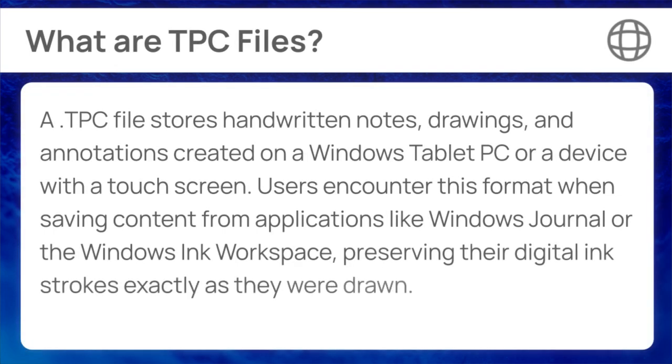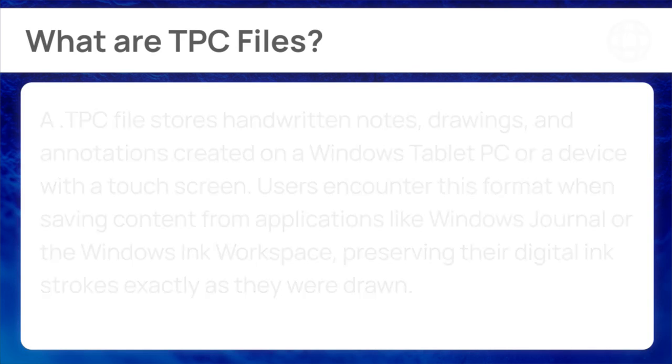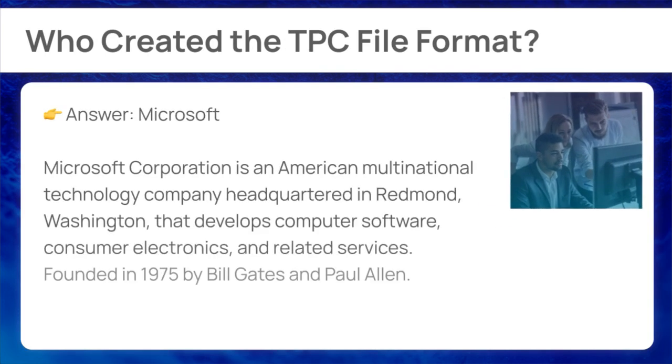A TPC file stores handwritten notes, drawings, and annotations created on a Windows tablet PC or a device with a touchscreen. Users encounter this format when saving content from applications like Windows Journal or the Windows Ink Workspace, preserving their digital ink strokes exactly as they were drawn.